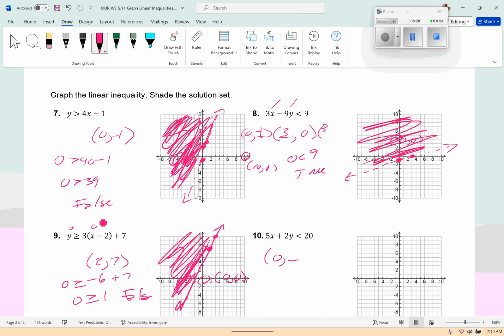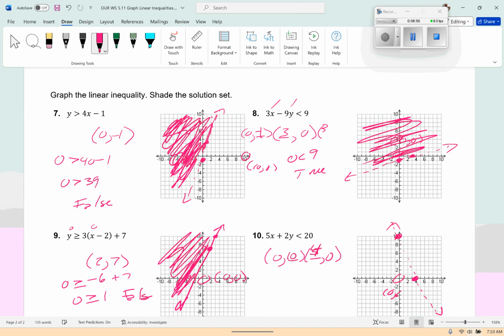This is a cover method, 0, comma, blank, blank, comma, 0. So cover up the x. 2 times what gives you 20? That's 10. 0, comma, 10 is up here. This is a y value. 5 times what number gives us 20, which is 4. So 4, comma, 0 is there. This is a dotted line.